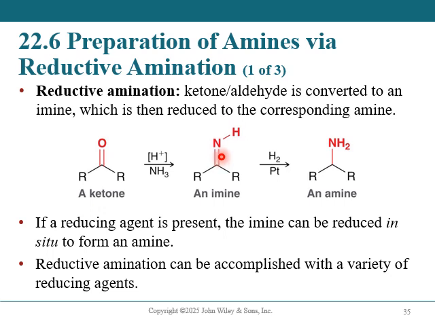So this double bond becomes a single bond, then another hydrogen. For that, you need an excess of hydrogen. If a reducing agent is present, the imine can be reduced in situ to form an amine. So you don't really need to undergo any type of filtration or other changing experimental conditions. Reductive amination can be accomplished with a variety of reducing agents.